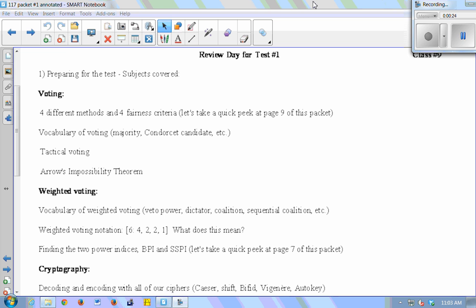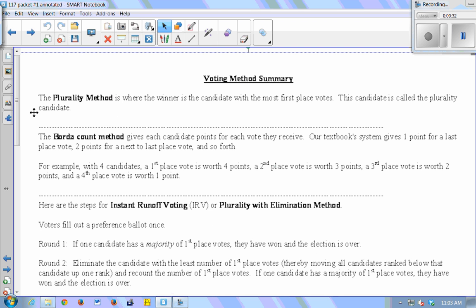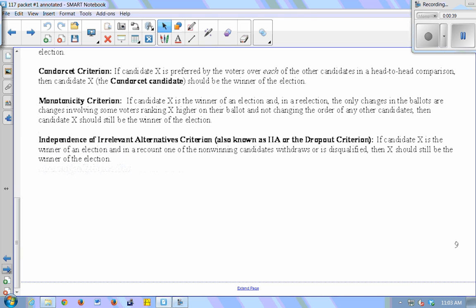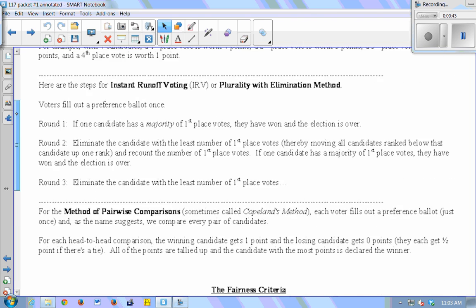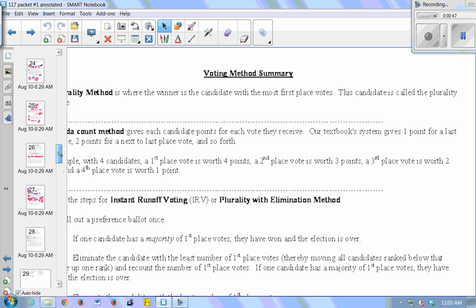And if you take a look at page 9 of this packet, we have a nice summary of the voting methods and the fairness criteria. And this you are allowed to bring with you to the test. You can rip it out and bring it to the test with you. Page 9. Let's go back to where we were.